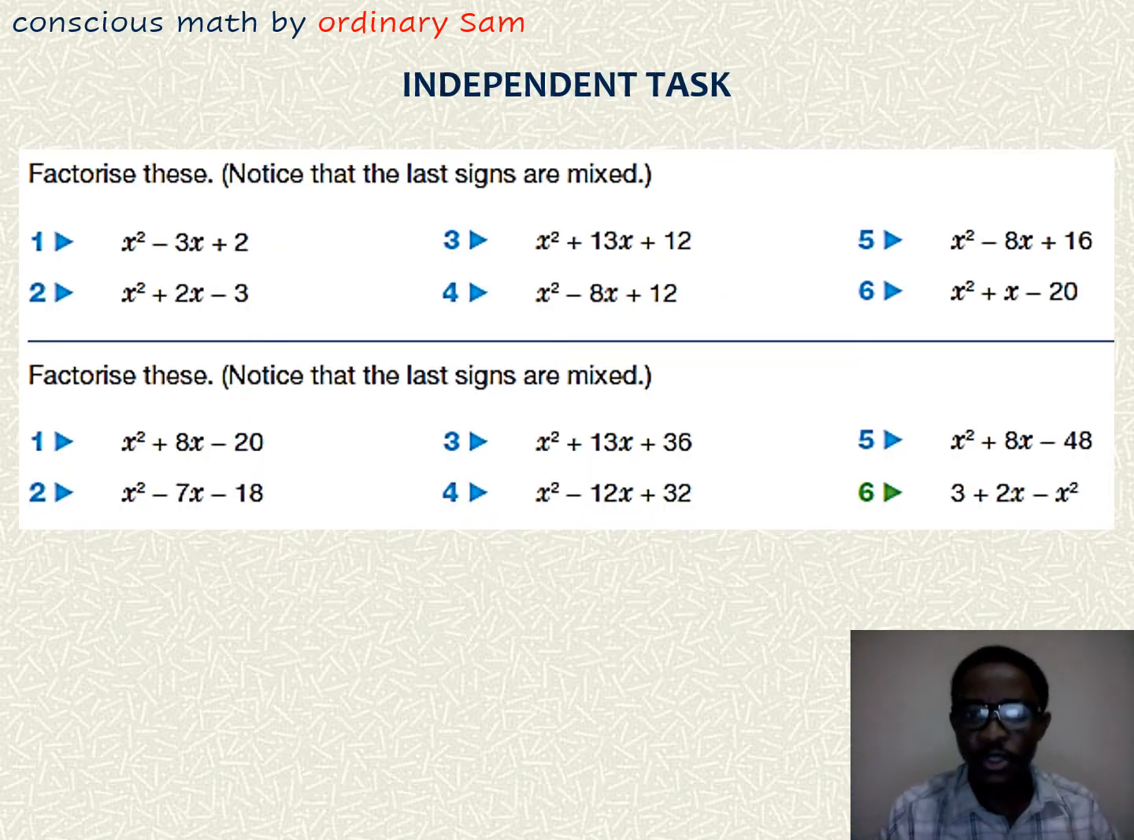These are the questions I want you to do independently, without worry. Apply these steps and then get me feedback. Let me know what you have done.